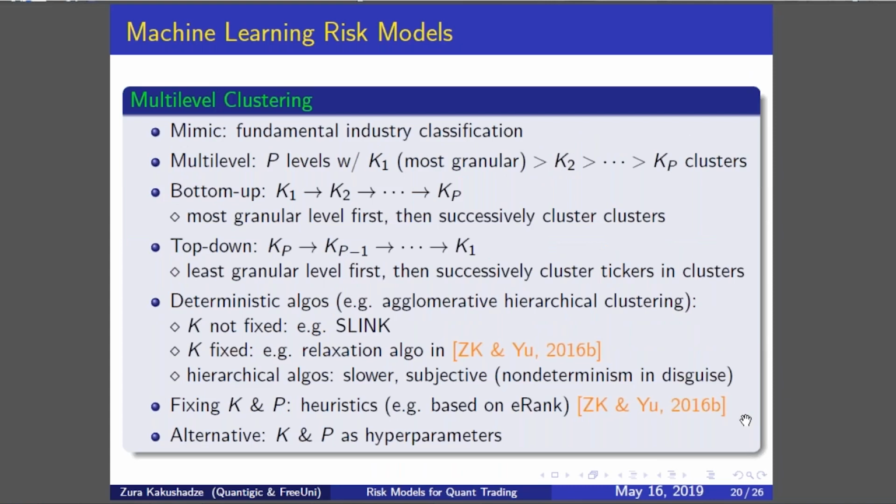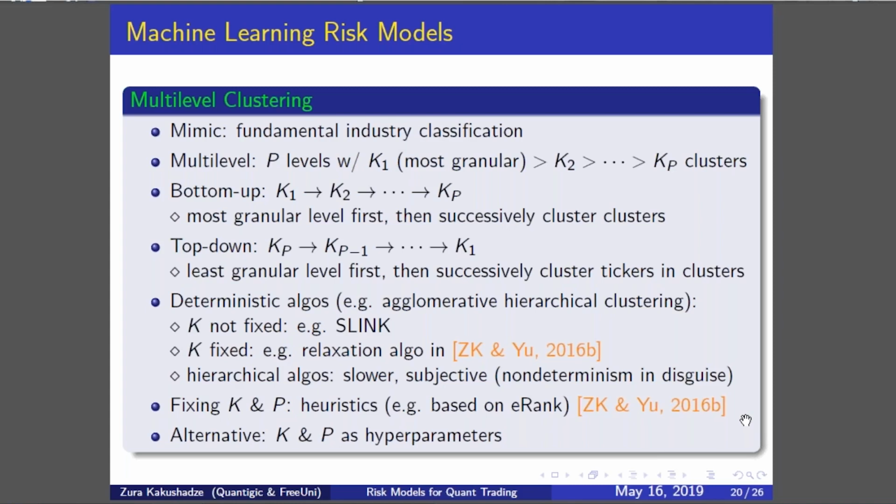And so now in terms of the multi-level clustering, what you could do is you could try to construct these multi-level clustering schemes in two different ways. So when you're trying to do a multi-level clustering scheme, you have, say, the number of levels, which is P, and that number will have to be fixed somehow, and I'll talk about it in a second. But you can do two things. You can do a bottom-up multi-level clustering scheme where you start with the most granular level first, and then successively cluster clusters.